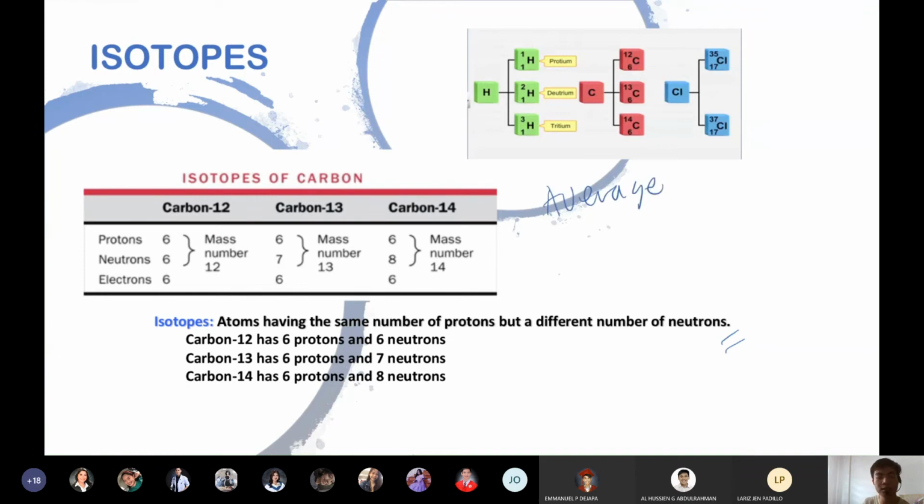The average masses of all the isotopes that we have here. And what else? The presence of isotopes on Earth. Iba-ibang percentages yan. For example, most of the time we will see carbon 12 because this is the most abundant element. But there are also traces of carbon 13 and carbon 14. That means iba-iba yung dami ng carbon 12, carbon 13, carbon 14 in nature. Para rin yung grade ninyo.